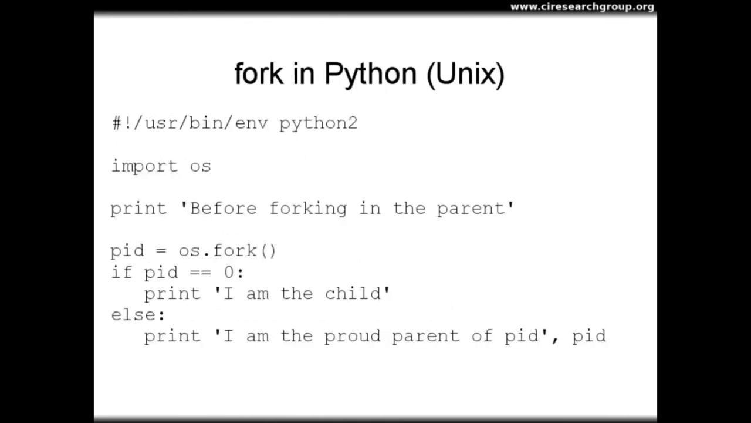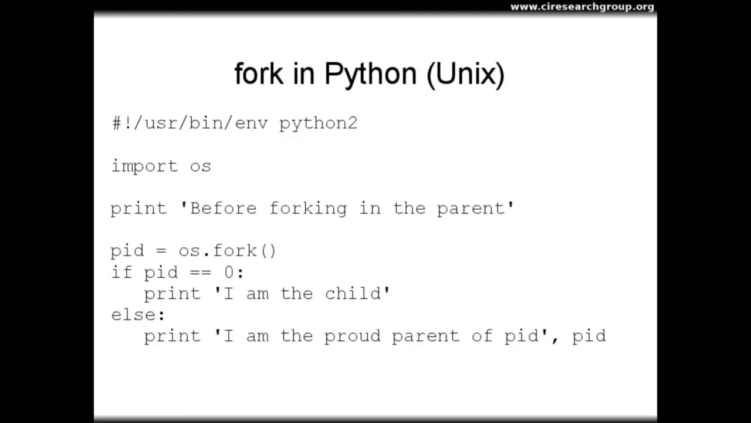The equivalent Python code is a bit shorter but looks rather similar, owing to the fact that Python is exposing the underlying C library to us. To use the fork function, I need to import the OS module. I then set the pid variable by calling os.fork in a manner similar to the corresponding C code.